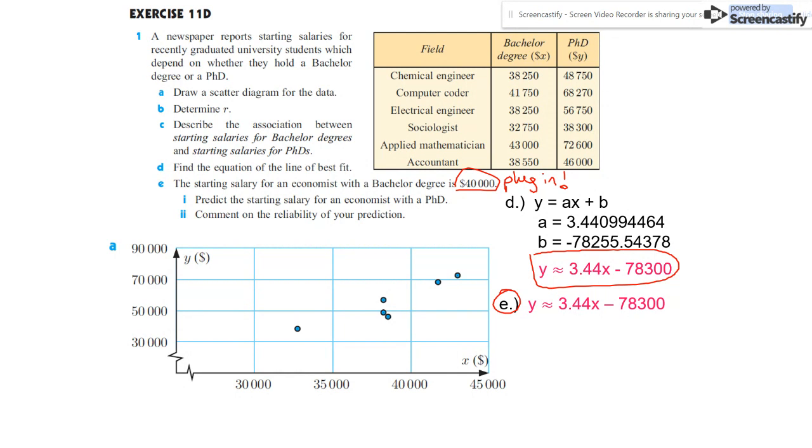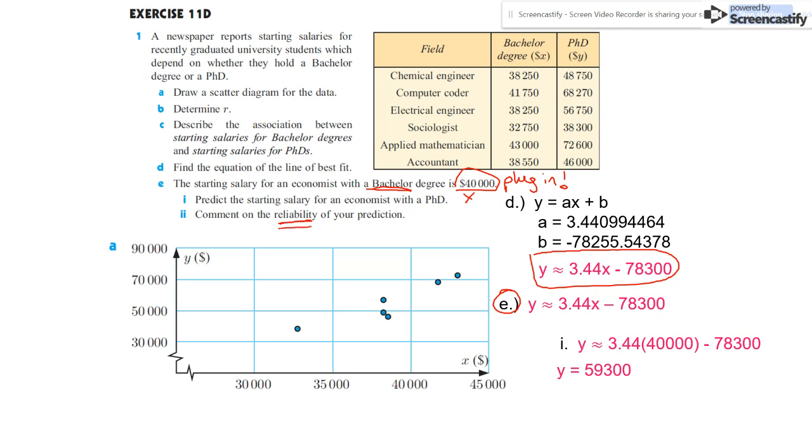So plugging in 40,000, that is for the bachelor, that is an X value. So you're going to plug that in for the X and evaluate, and you get Y equals 59,300. So the connection, right? You were given a bachelor degree salary and you were being asked to predict what the PhD salary would be for that same person, that starting salary. And then we were being asked to comment on the reliability.